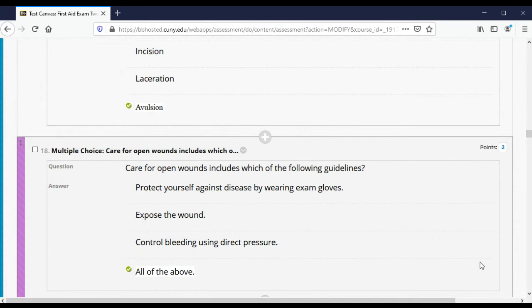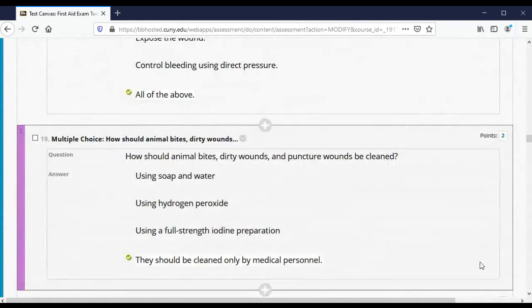18. Care for open wounds includes which of the following guidelines? Protect yourself against disease by wearing exam gloves or something that you can improvise with. Expose the wound. You can't really treat an open wound if you can't see it. And control bleeding using direct pressure. So the answer is all the above.